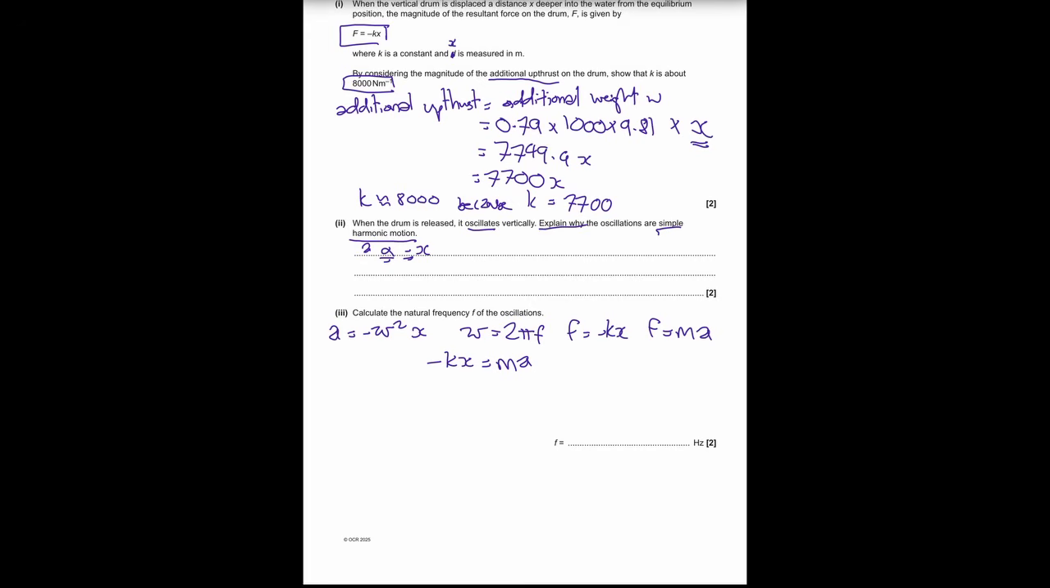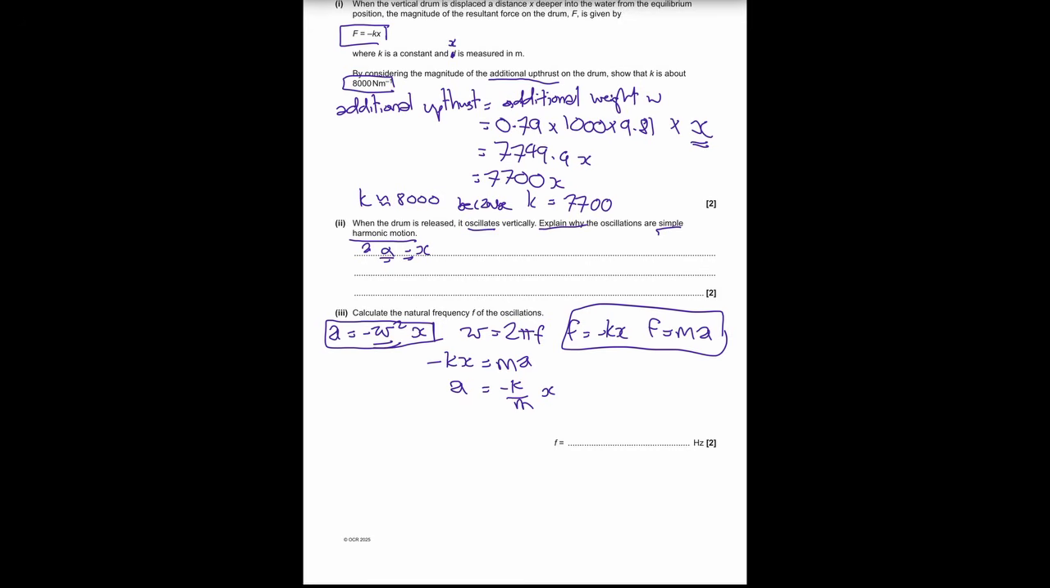Well, if this is the case, can I do anything with this? What's a going to be equal to? I can say that a is going to be equal to minus k over m multiplied by x. Why is this relevant? Because if we take a look at this equation that we said at the start, I'm always aiming for something like that. I needed to know what omega squared was, and the way to do it was like that. So I'm always looking out for that kind of thing.